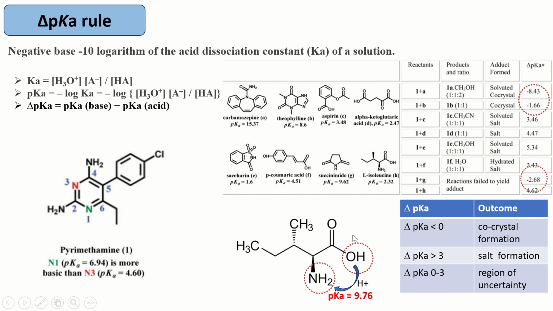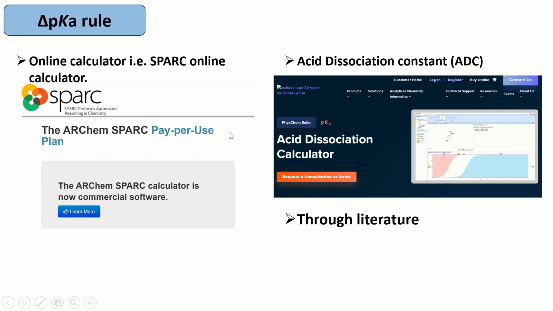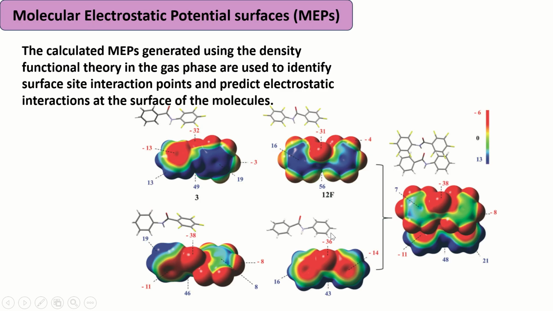So now the question arises here: how will we get these pK values of the API and other coformers? There are many online tools for pK calculation. One of these is the Spark online calculator, for acid dissociation constant. And you can also get the pK value of a coformer through literature survey.